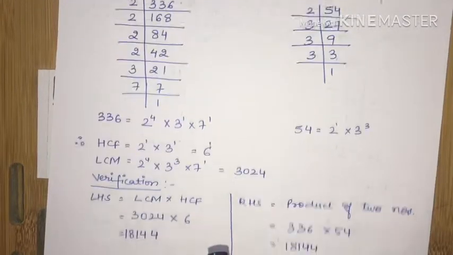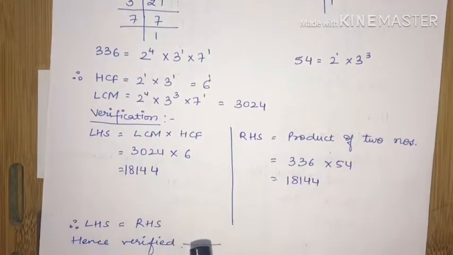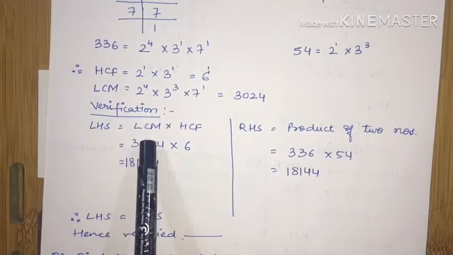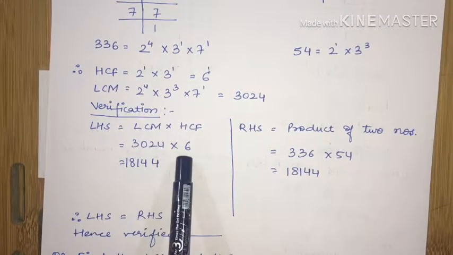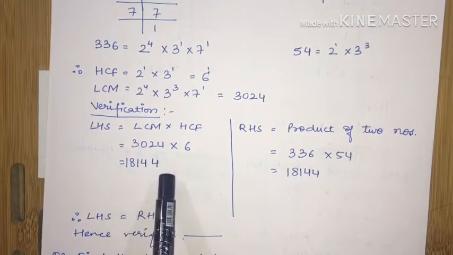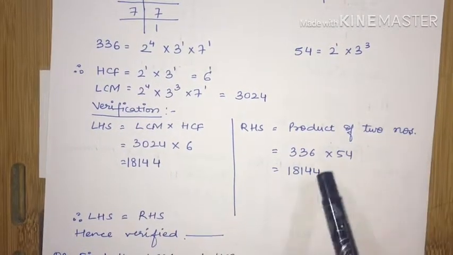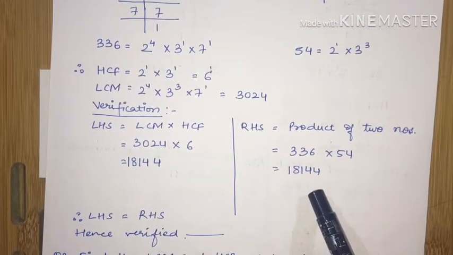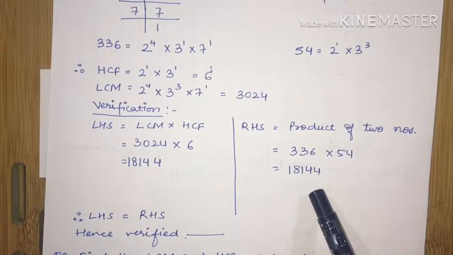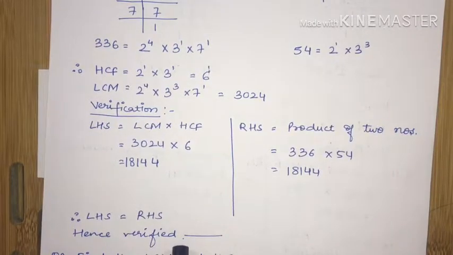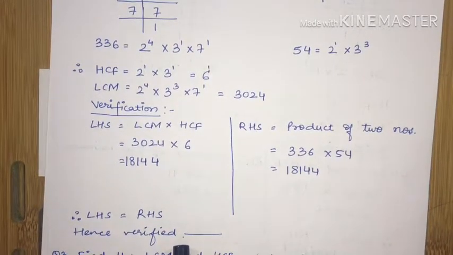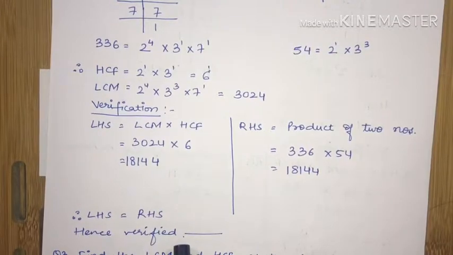Now the verification: LHS is equal to LCM into HCF, which is 3024 into 6, which is equal to 18,144, and the product of the two numbers also comes out to be 18,144. Therefore LHS equal to RHS, hence verified. So these questions should be done in this way.